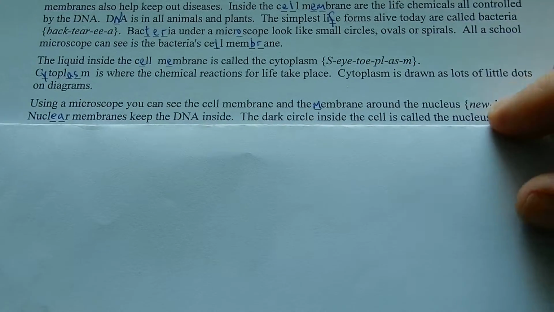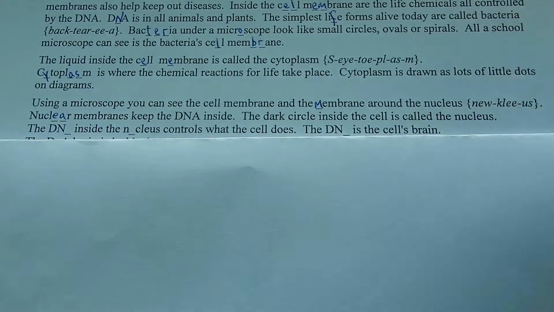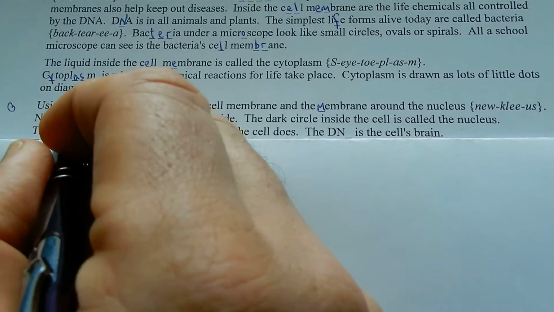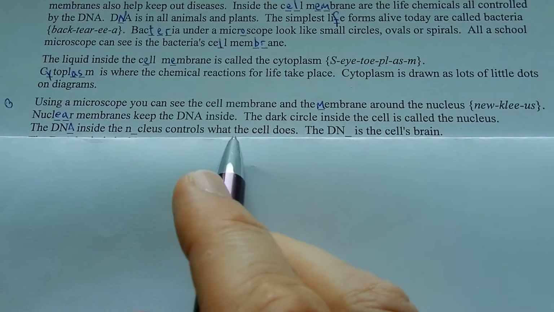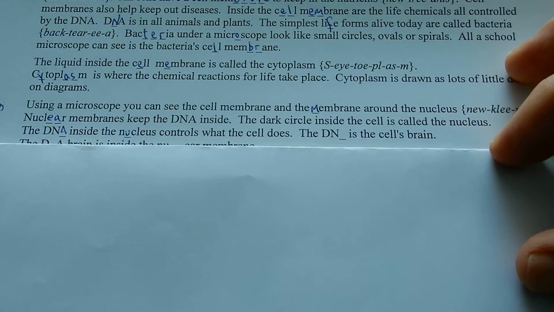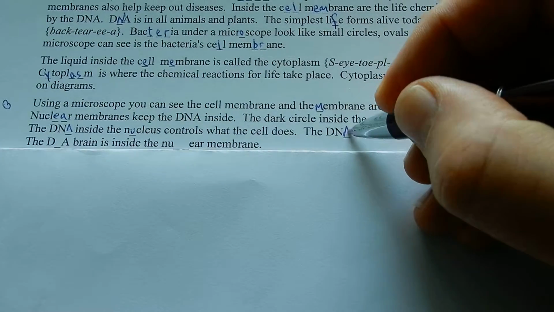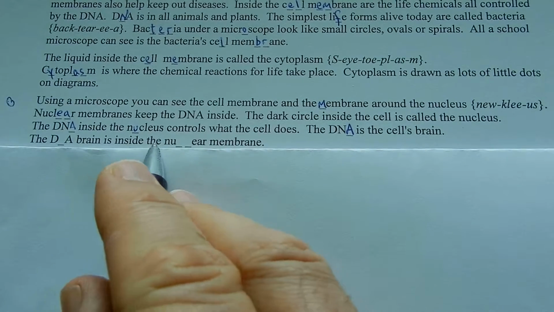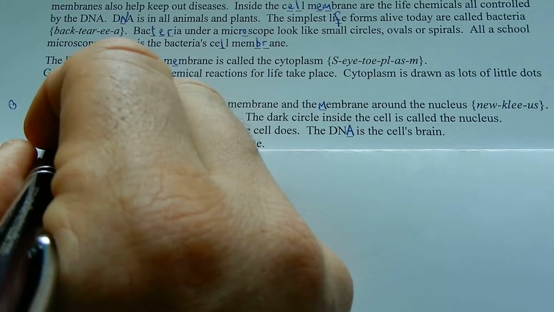The dark circle inside the cell is called the nucleus. The DNA inside the nucleus controls what the cell does. The DNA is the cell's brain. The DNA brain is inside the nuclear membrane.